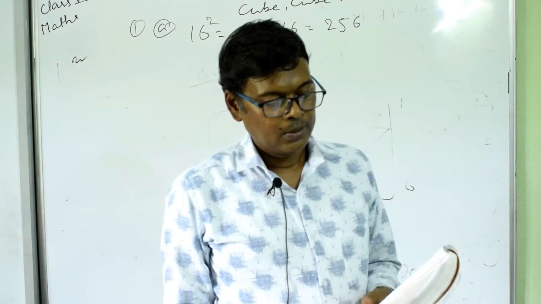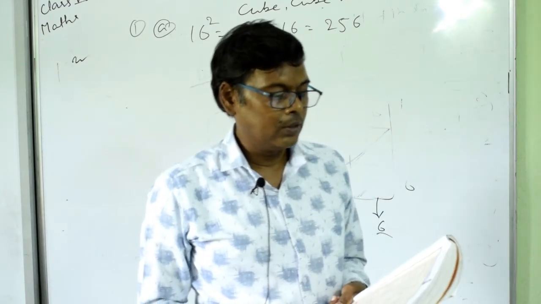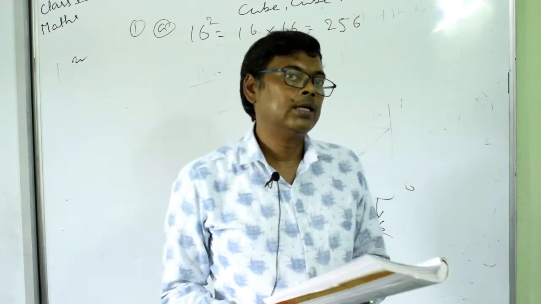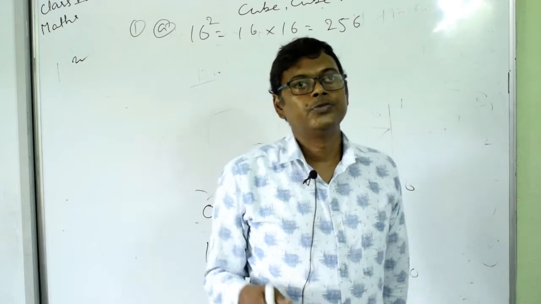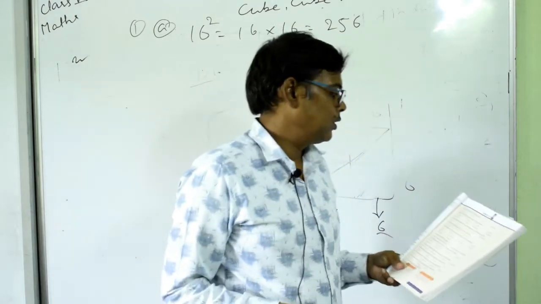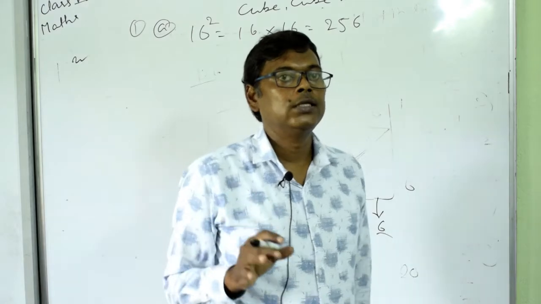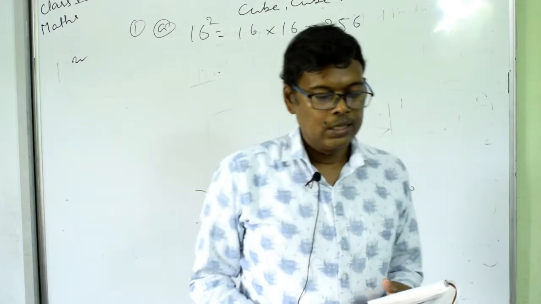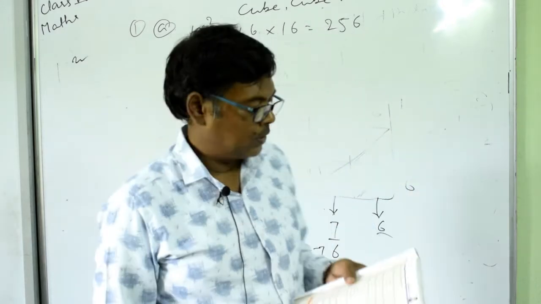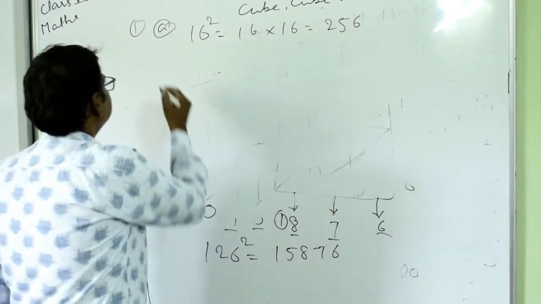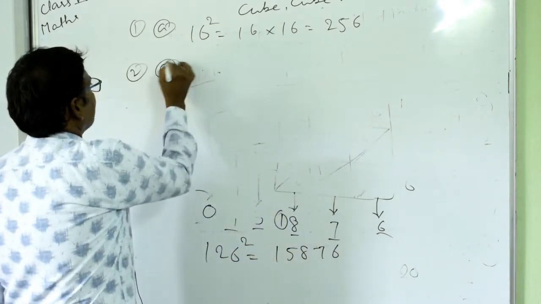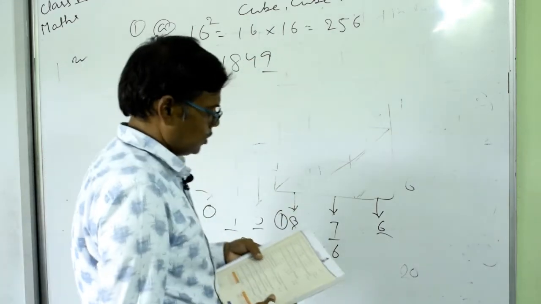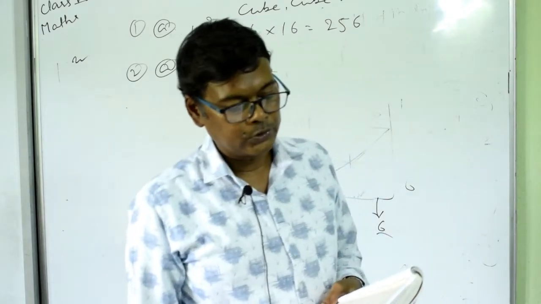Now the next question: which of the following numbers are not perfect squares? Here I have explained how you will identify a number which may or may not be a perfect square. You will observe the digit at the units place, and then you will determine whether a given number is a perfect square or not. Here 1849 is the number, and at the ones place 9 is there.